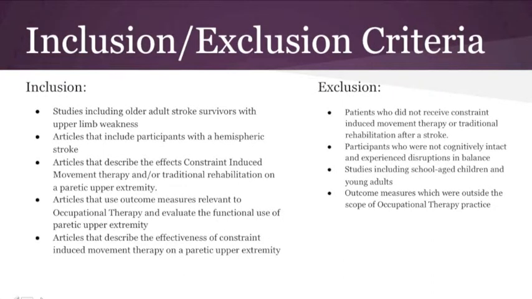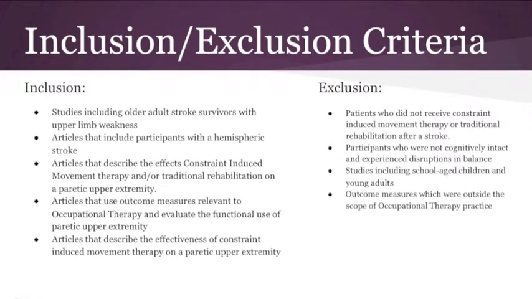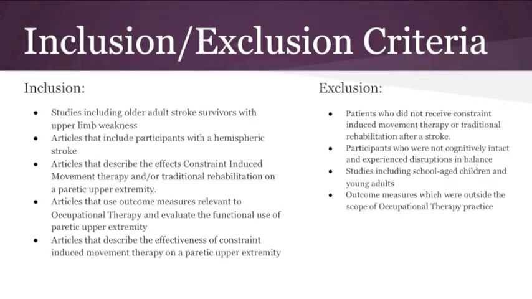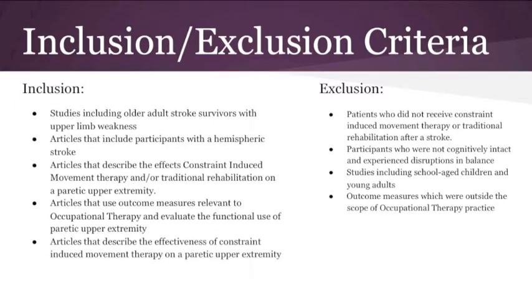The exclusion criteria that we used were patients who did not receive constraint-induced movement therapy or traditional rehab after a stroke, participants who were not cognitively intact and experienced disruptions in balance, studies including school-aged children and young adults, outcome measures which were outside the scope of occupational therapy practice.